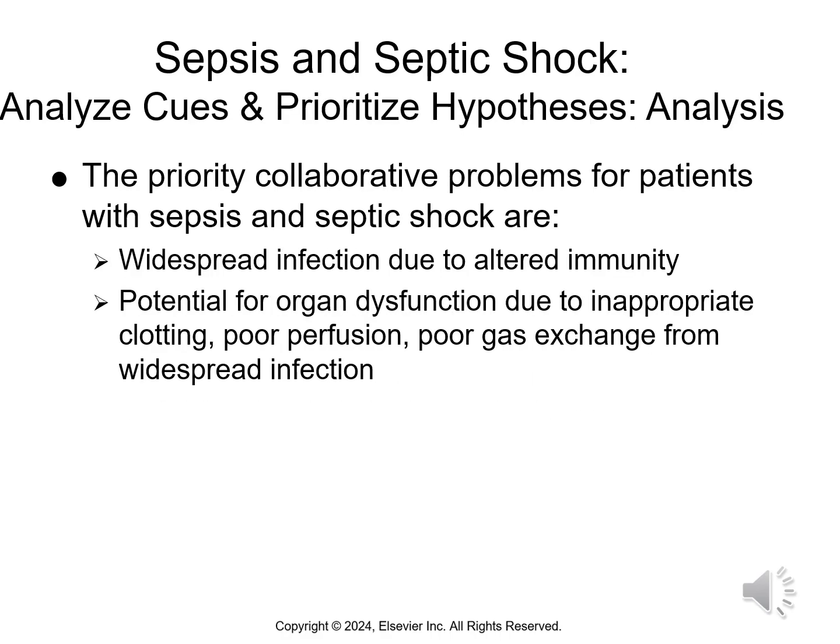The priority collaborative problems for patients with sepsis and septic shock are widespread infection due to altered immunity, and potential for organ dysfunction due to inappropriate clotting, poor perfusion, and poor gas exchange from widespread infection.